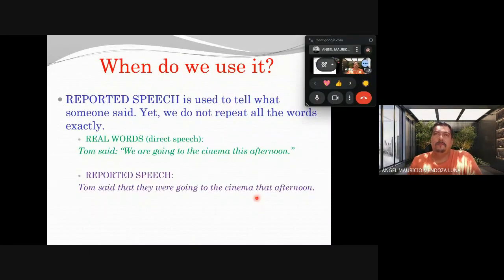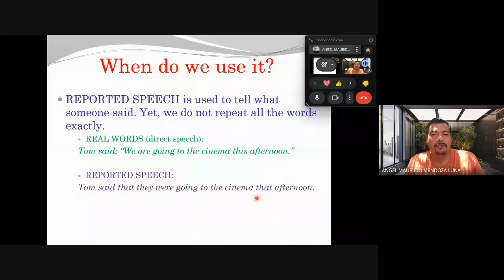But now, how come we use direct speech and indirect speech? As you can see on your screen, when do we use it? The reported speech is used to tell what someone said. We do not repeat all the words exactly, right? It is not necessarily right to repeat, literally, what someone said. You can even do it, but it's not necessarily correct to do it. So that's why direct speech and indirect speech exist.